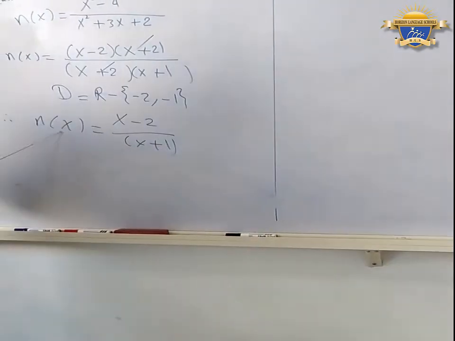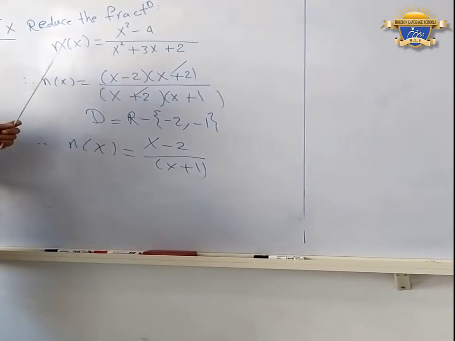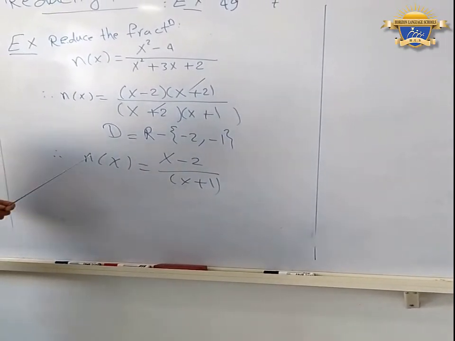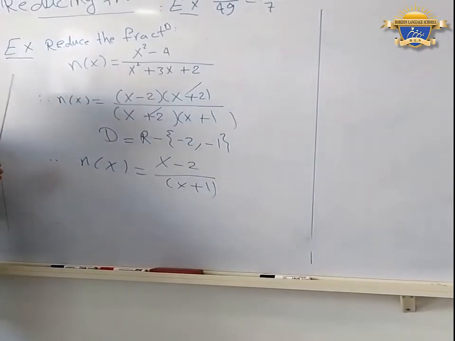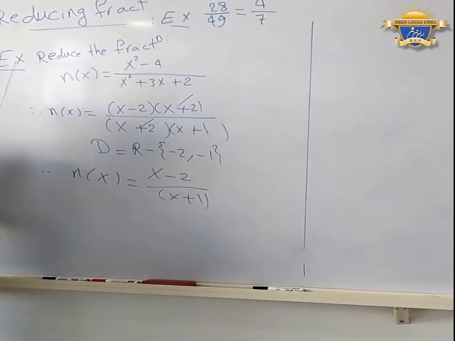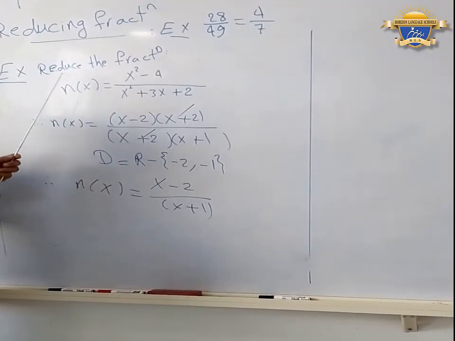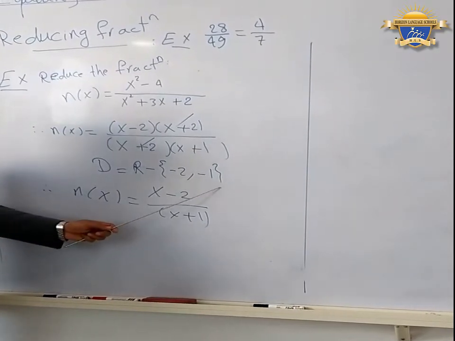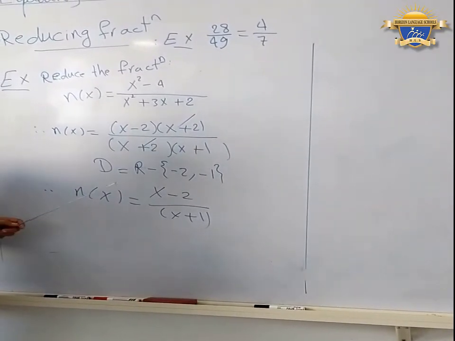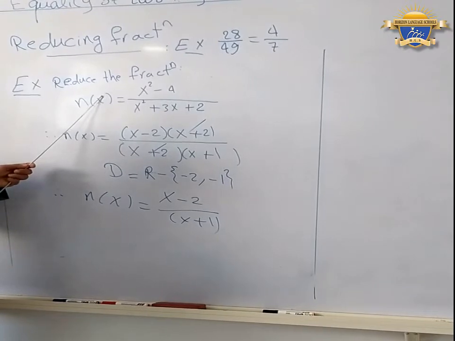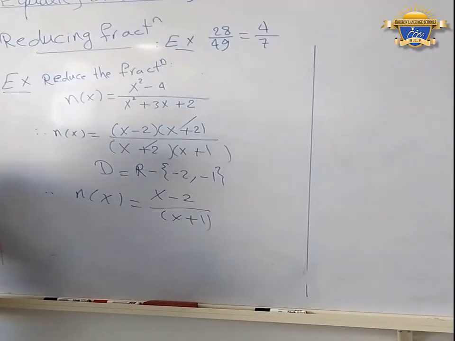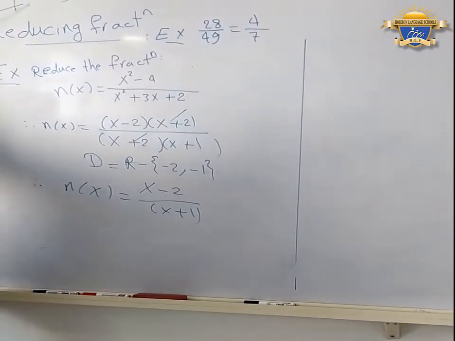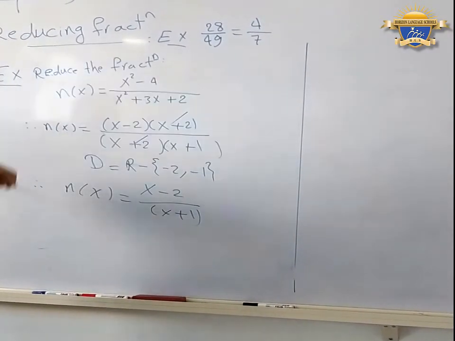This form is simpler than the initial form, or the primary form. That is what we mean by reducing a fraction. Reducing a fraction is putting the fraction in its simplest form after determining the domain. This function is equal to this function, in what? In this domain. Okay? Now we start our lesson, which is equality of two algebraic functions.